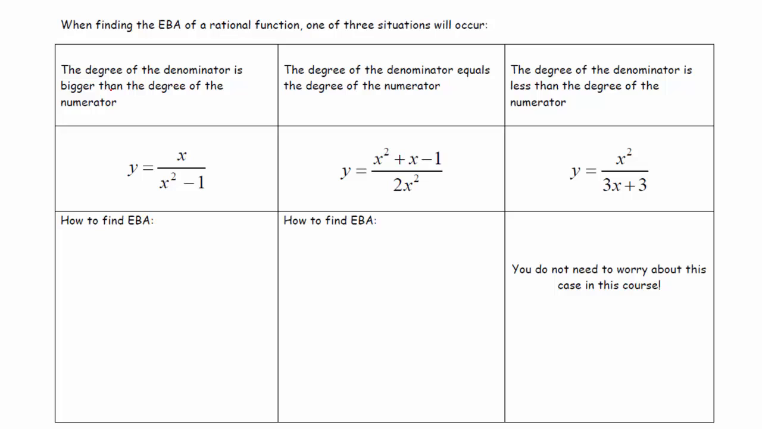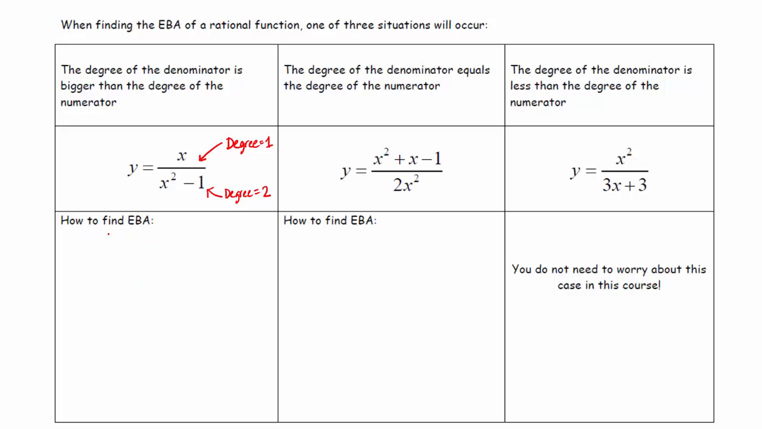The first is that the degree of the denominator is bigger than the degree of the numerator. Remember that degree means the highest exponent in an expression. So in this case, the degree of the numerator is 1, and the degree of the denominator is 2. So this is why the situation is set up as the degree of the denominator is bigger than the degree of the numerator. When that happens, here is how you find the EBA.